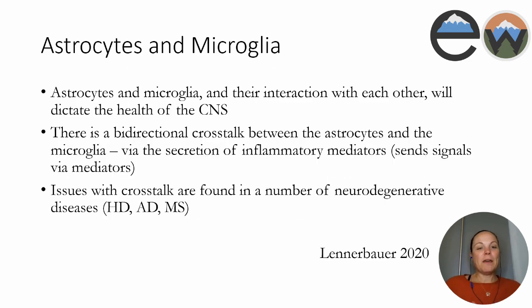Okay, so astrocytes and microglia and their interaction with each other will dictate the health of your central nervous system. There's a bidirectional cross between the astrocytes and the microglia. They talk to each other. It's not a one-way conversation. And they do this through releasing mediators, and that's the signals that get sent out. You release a certain mediator, the cell translates it in a certain way.